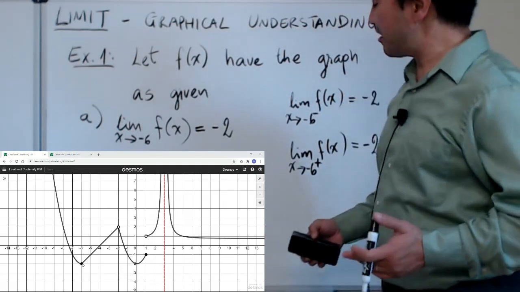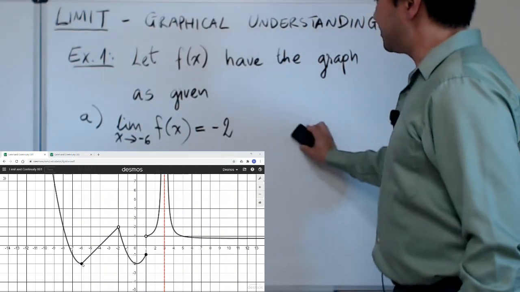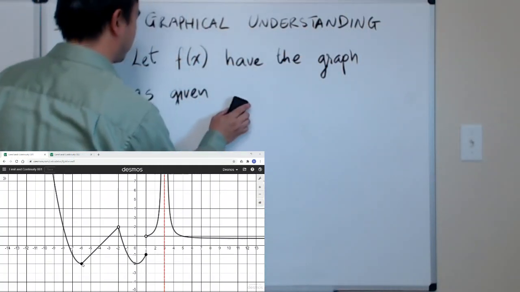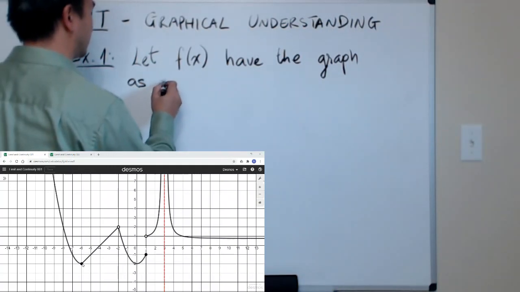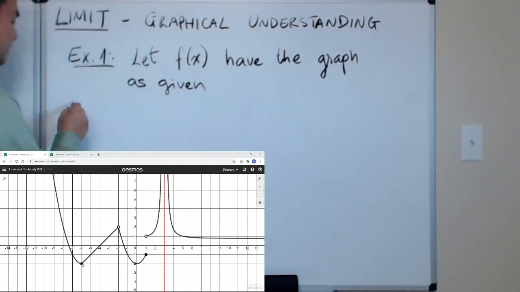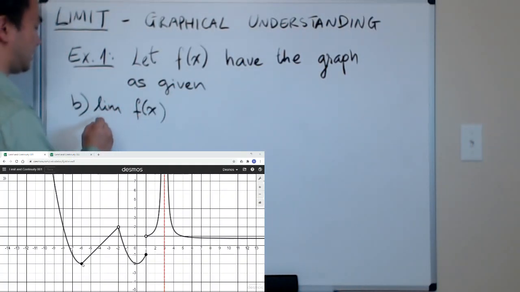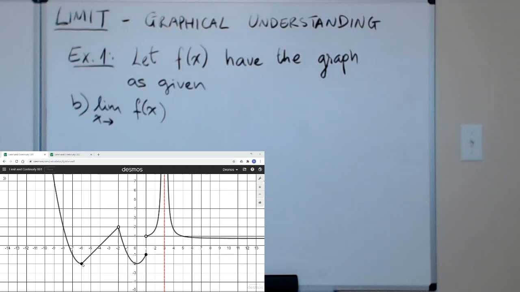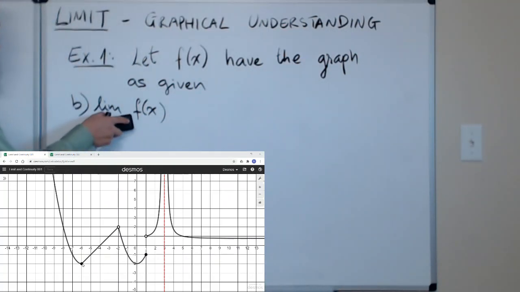And now in the later problems, I'm going to start picking up pace a little bit. Allow me to erase this finished work. So what about, let f of x have the graph as given. Okay. So how about in part B, same function. Let's consider the limit of the function when x is getting close to -2, but from the left-hand side. Let me rewrite that. Let me correct my writing here.